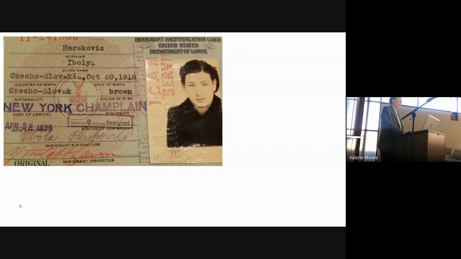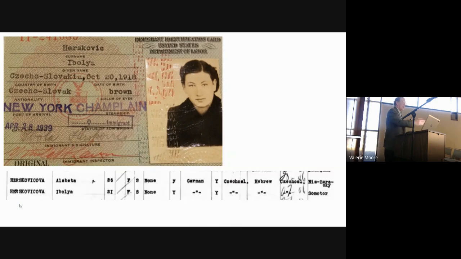So, you know, nobody had ever investigated this. My mother didn't know the name of the ship that she was going on. So it obviously was the Champlain, which was a French line ship. And you can see from the ship manifest that Ibi and Alice are listed on that ship.